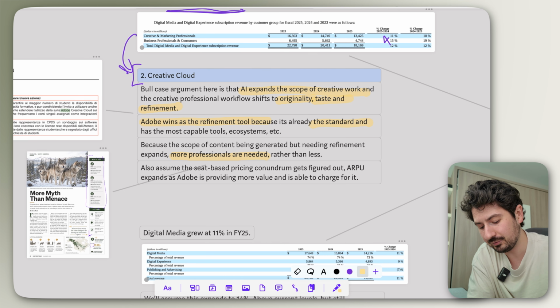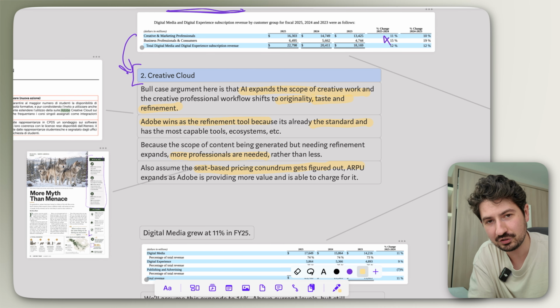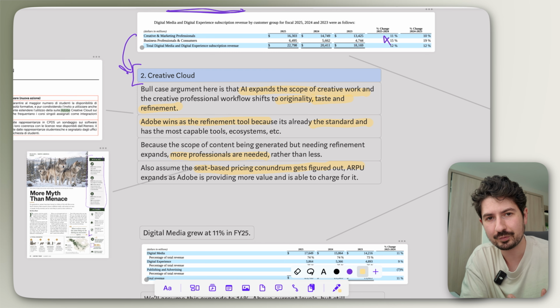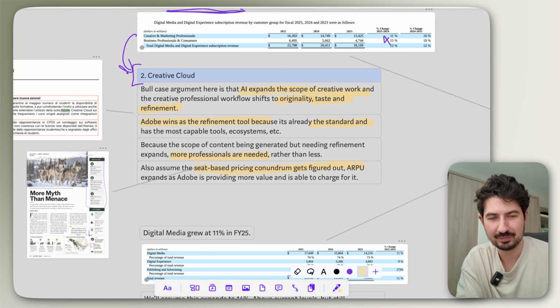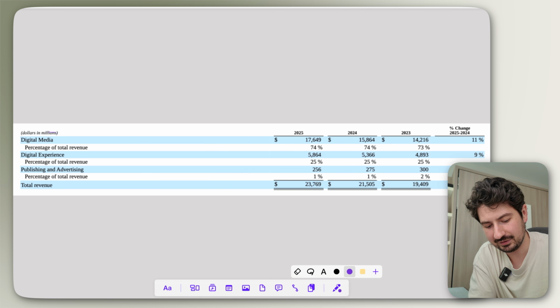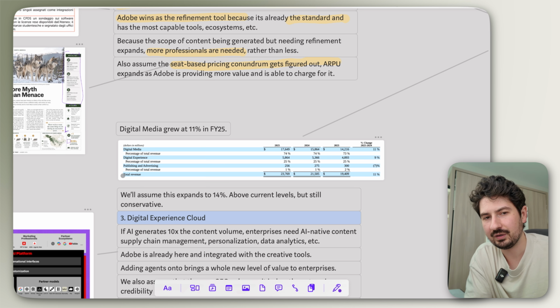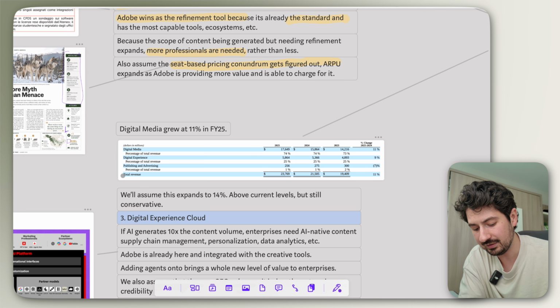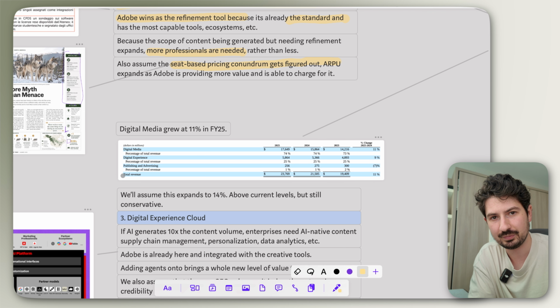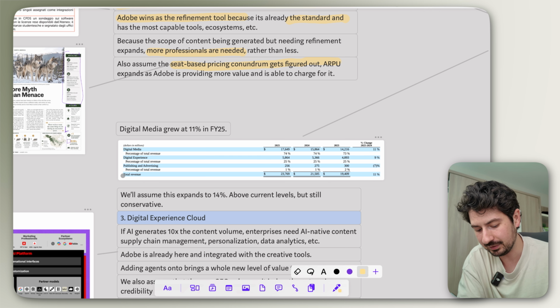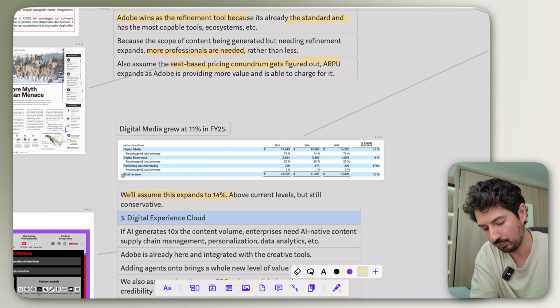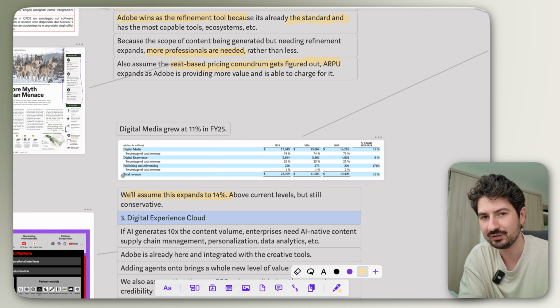And then finally on Creative Cloud, we're going to assume that the seat-based pricing issue gets figured out. Again, if Adobe is providing more value to the customer, they're going to be able to find a way to negotiate for better fees and to continue to be compensated for it. Now, looking at the FY25 financial statements, digital media revenue, which is mostly Creative Cloud, grew 11%. So I think in this bull case, we're assuming that a lot goes right, and I think it's fair to say that we'll expect this growth rate to accelerate in the future as their tools integrate AI capabilities, and we'll assume that this expands to 14%, above current levels, but still nothing crazy.